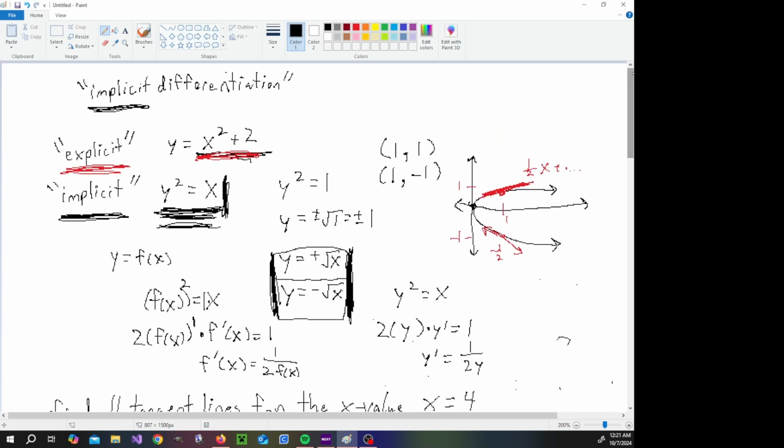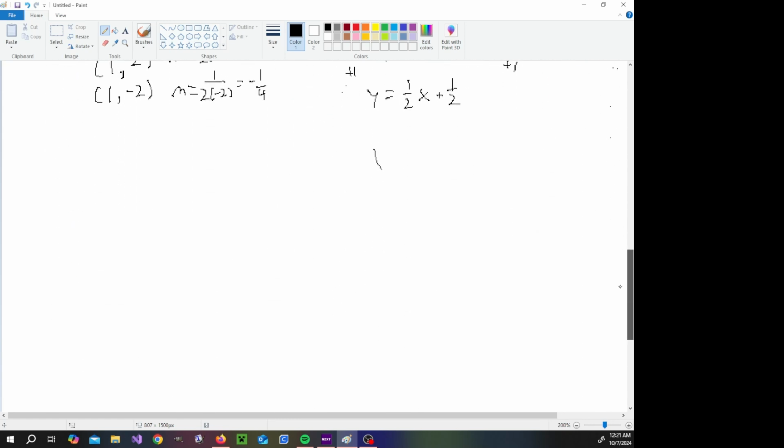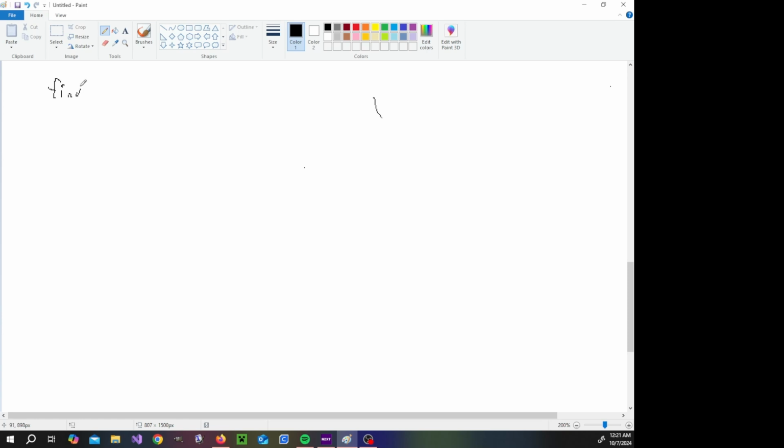Now, as always, a normal question to ask is something like find where there is a horizontal tangent line. I keep misspelling. It's almost like it's after midnight and I'm tired. Horizontal tangent line. And let's say our function is y squared plus x squared is equal to 25.